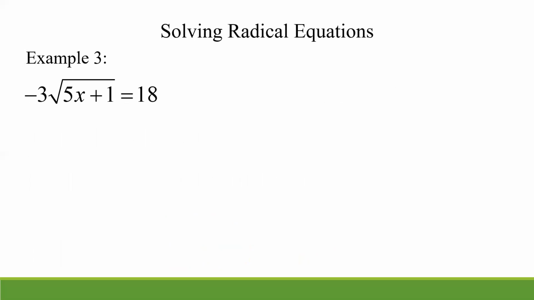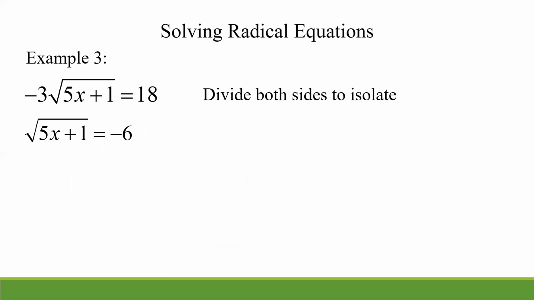This is the time where you need to isolate the radical first. Now there may be some other things going on, but this is the example that we have here. So the first thing we have to do is divide both sides by -3 to isolate it. So 18 divided by -3 is -6. So now we have the radical 5x plus 1 equals -6.